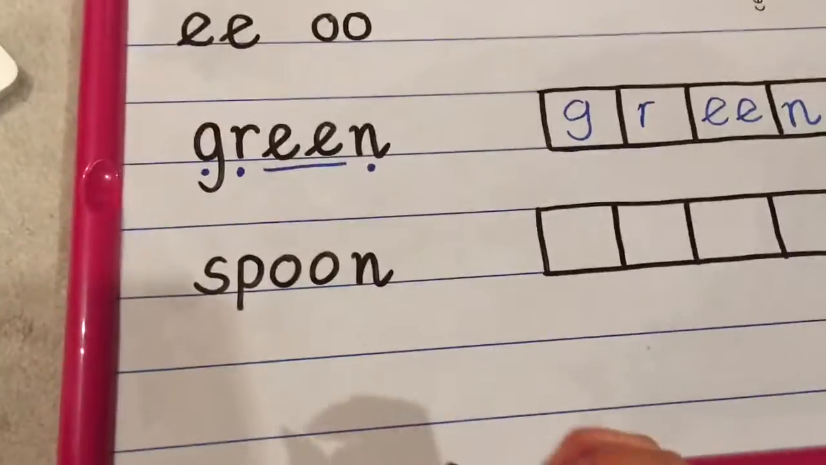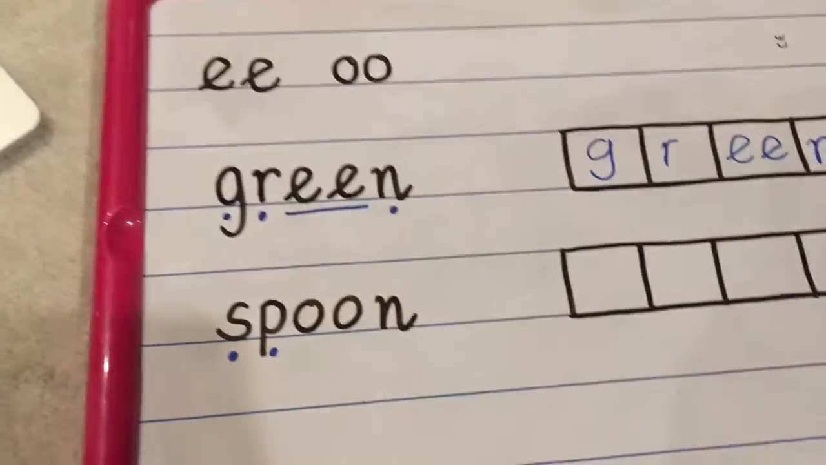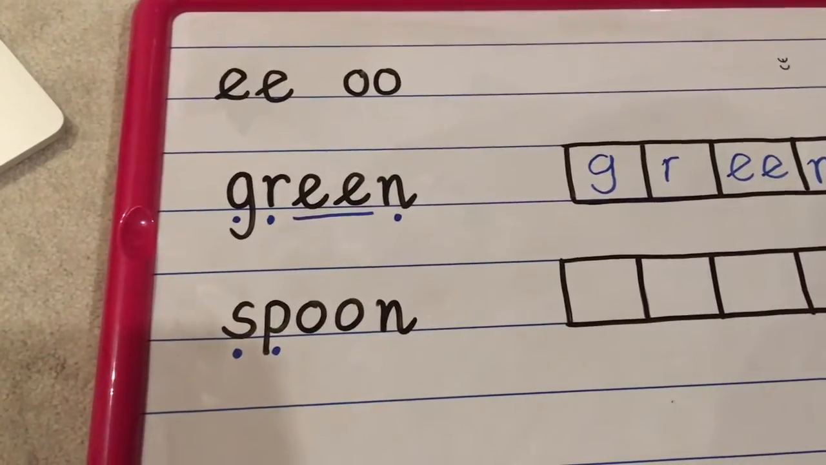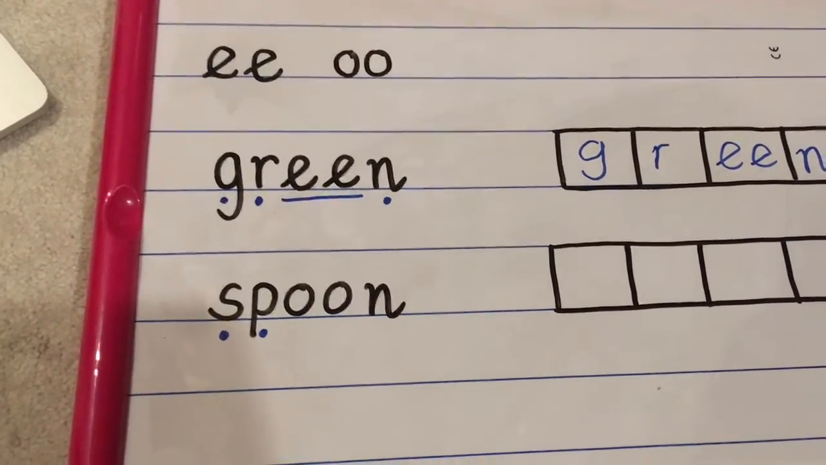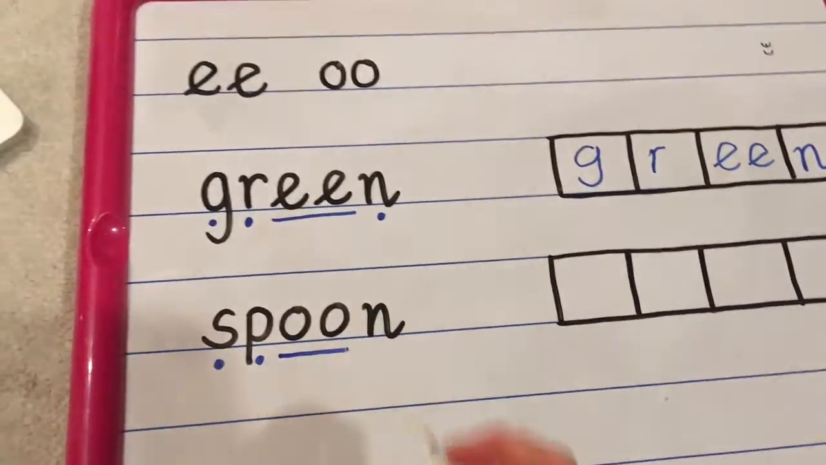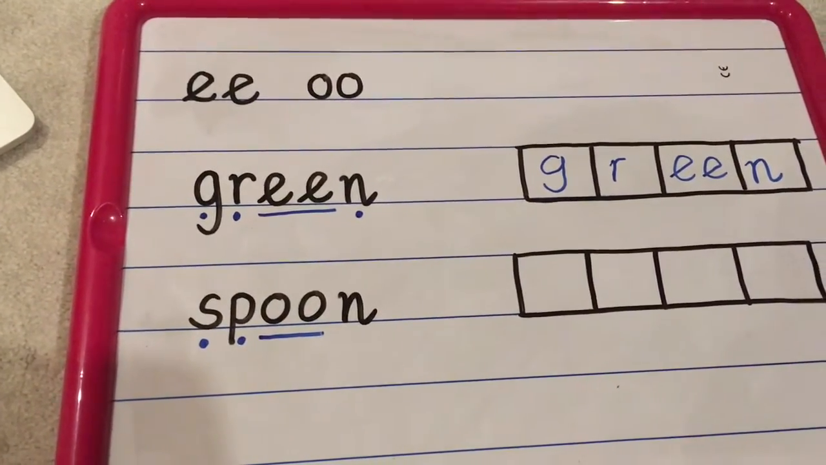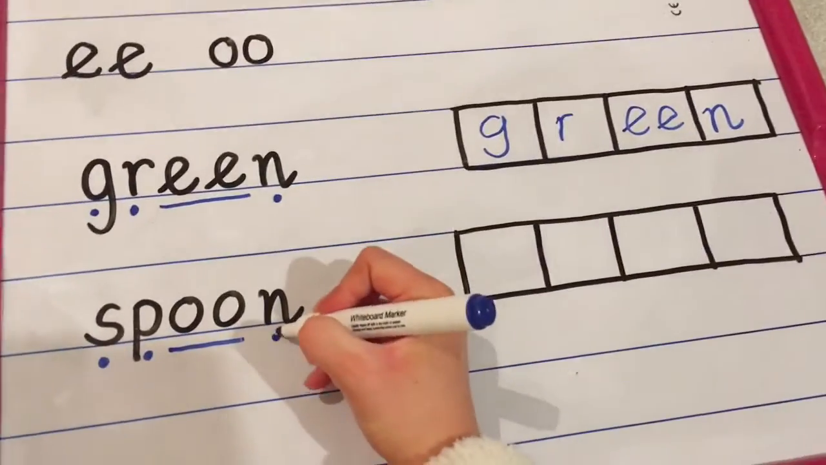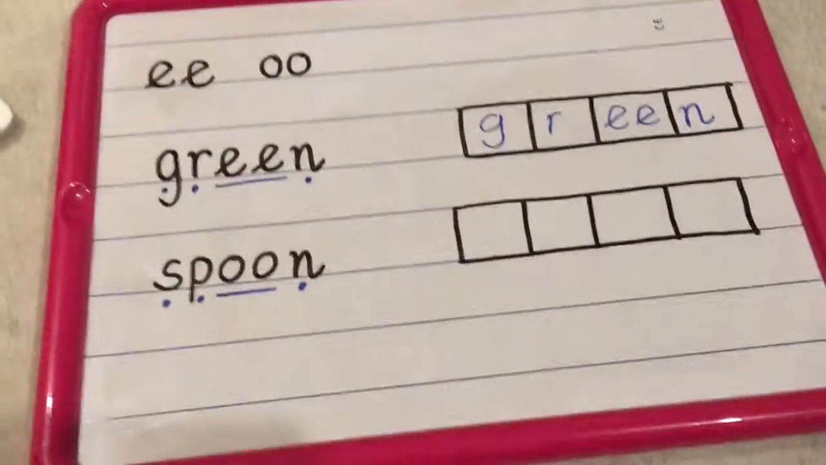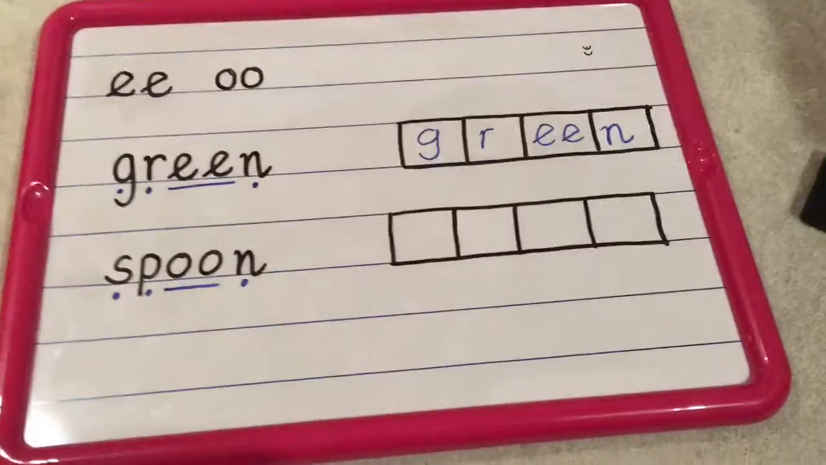Now if we move on to spoon, same again. So S and P are not part of our sound this week, so they are single letters and just get a dot. O and O make oo. So a line goes underneath those two letters. And lastly, a dot under the N because it's on its own, another single letter that is not part of our sound.